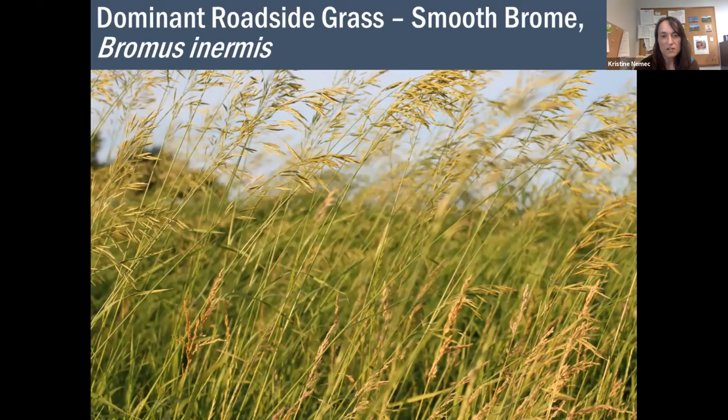Now, as you pay attention to roadsides, you may notice this grass, which is flowering right now. It flowers around May through July. So this is what the flower head looks like. This is smooth brome. It's pretty common along roadsides.